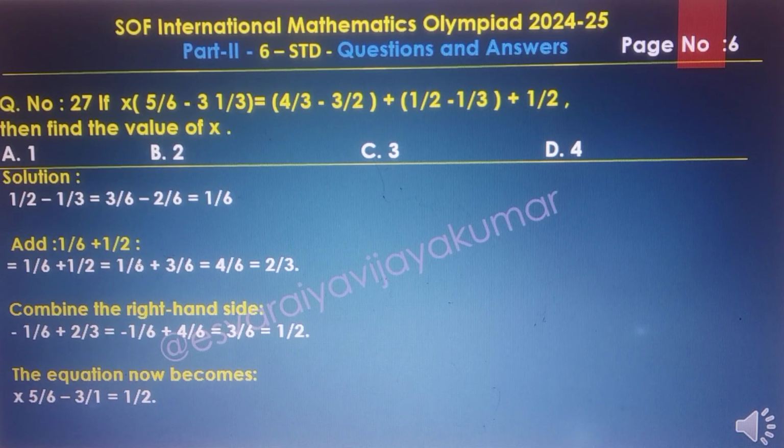The addition of 1 by 6 plus 1 by 2, we are getting 1 by 6 plus 3 by 6, equals 4 by 6, which is 2 by 3. Combine the right hand side: minus 1 by 6 plus 2 by 3 equals minus 1 by 6 plus 4 by 6 equals 3 by 6 equals 1 by 2. The equation now becomes x times 5 upon 6 minus 3 upon 1 equals 1 by 2.